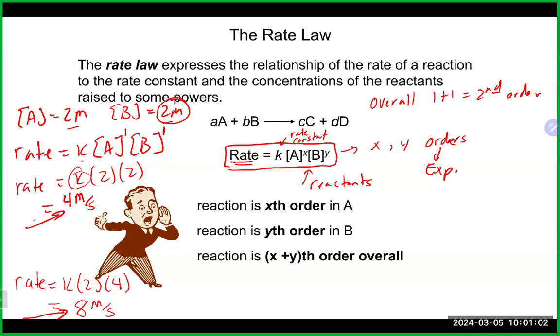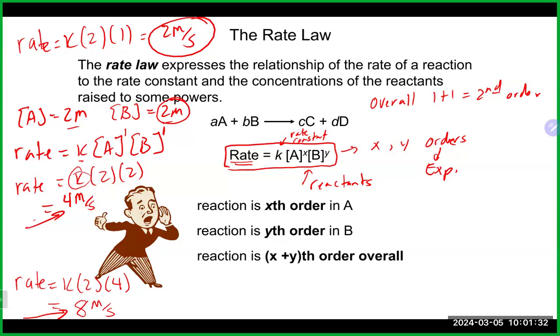So let's just say that instead of doubling my concentration of B, I decide I want to cut it in half. So if I did that and threw it into this rate law, we would have 2 times 1, right? Which will give us something like 2 molar per second. By cutting the concentration of B in half, what happened to the rate of this reaction? It slowed down by half, right? So I could slow it down.